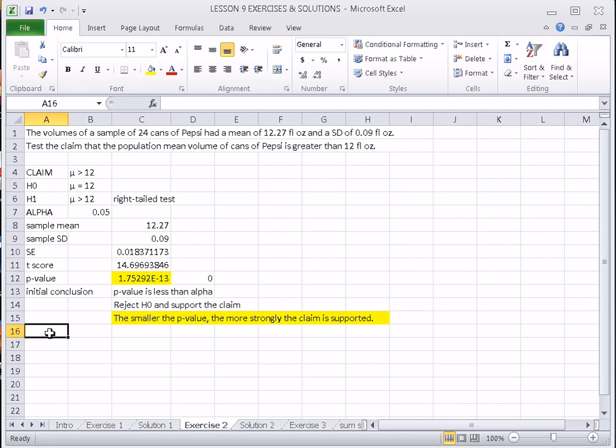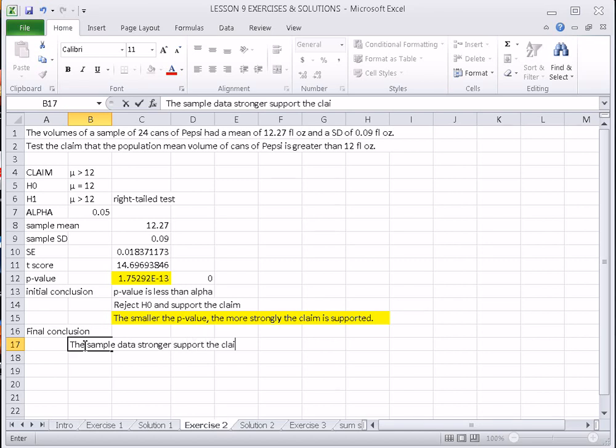So a mean of 12.27, which is 0.27 fluid ounces greater than 12 fluid ounces, that 0.27 difference is extremely significant. So the final conclusion then is that the sample data, and I'm actually going to add in here because I feel like saying it, strongly support the claim that the population mean volume of cans of Pepsi is greater than 12 fluid ounces.